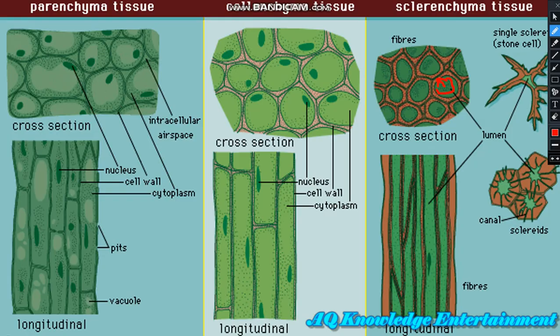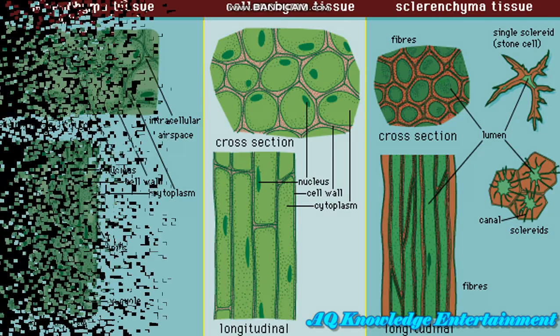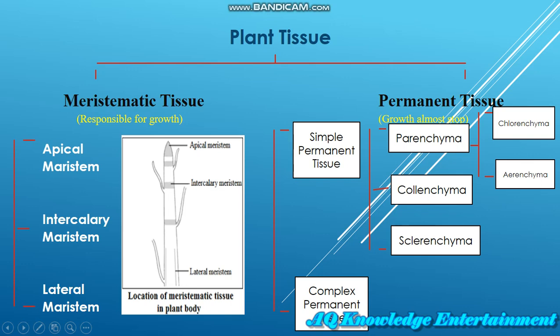Now let me move on back. So now we studied the sclerenchyma. Now let's move on to the complex permanent tissues. Before moving into it, let me tell you why it is called complex. The word complex, when I hear it, it sounds like it's going to be difficult. So let me tell you why it is complex.